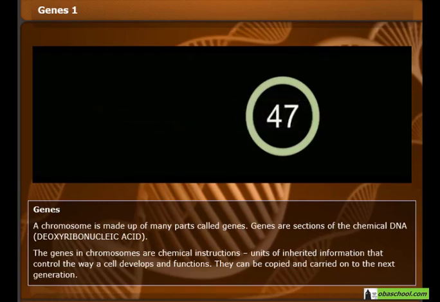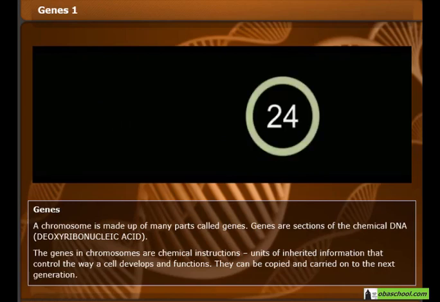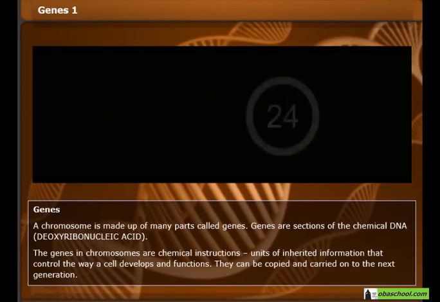Genes are sections of the chemical DNA, deoxyribonucleic acid. The genes in chromosomes are chemical instructions, units of inherited information that control the way a cell develops and functions. They can be copied and carried on to the next generation.